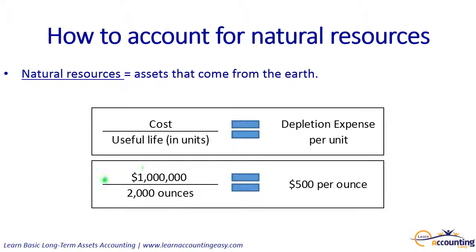We can plug in some example figures here. We had an initial cost of $1 million. Let's say this was a gold mine and it was going to give us, we estimated, 2,000 ounces of gold. Well, we just take the million divided by the 2,000 and we get $500 per ounce, and that would be our depletion expense per unit.